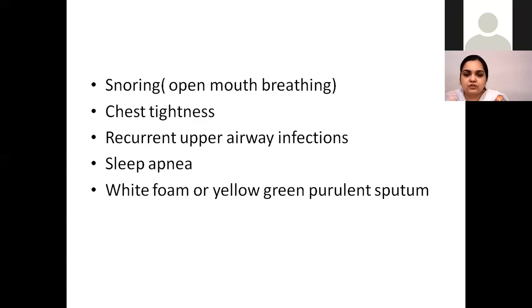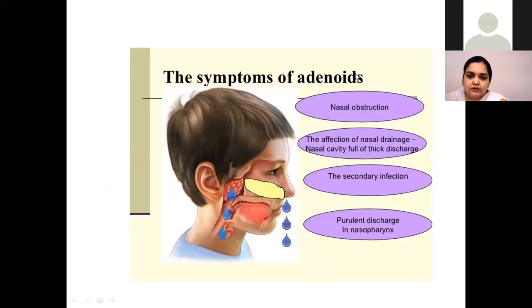Recurrent upper airway infection is the most common complaint in children. Repeated episodes of recurrent upper airway infection, acute or chronic, more than 2 weeks. For acute, we label 1 week with the fever, sleep apnea, the patient feels uncomfortable to sleep, and white foamy discharge or yellow-green discharge or sputum. That is also among the complaints or symptoms associated with this condition. These are the symptoms of the adenoids, nasal discharge, and it can even block the eustachian tube also.